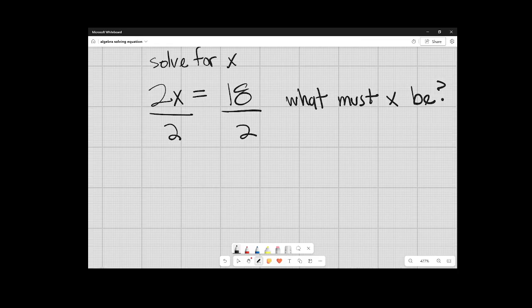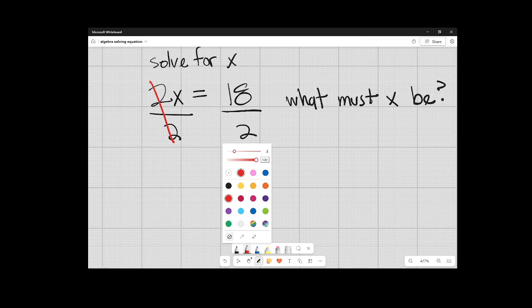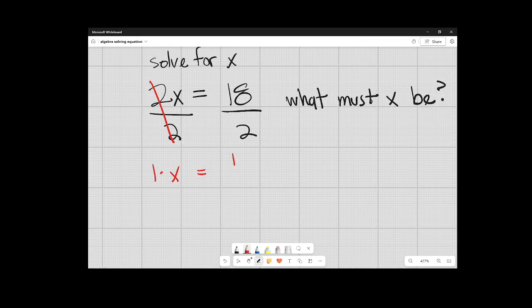Looking at this, do you see anything that cancels out? If you guessed that these 2's cancel out, you're absolutely correct. If you remember from your algebraic identities, any number over itself is equivalent to 1, right? So any number over itself is equivalent to 1. That means that these will cancel out. And that's now the same thing as 1 times x equals 18 divided by 2.